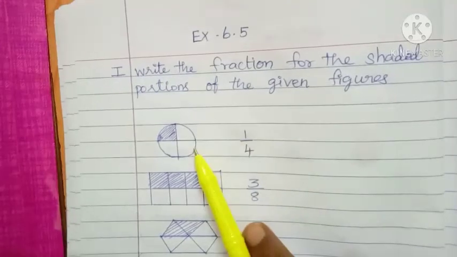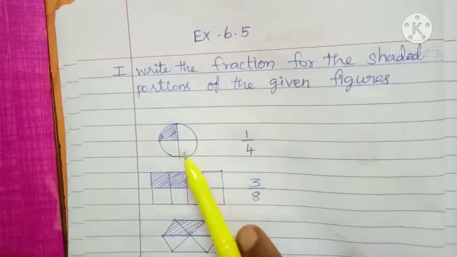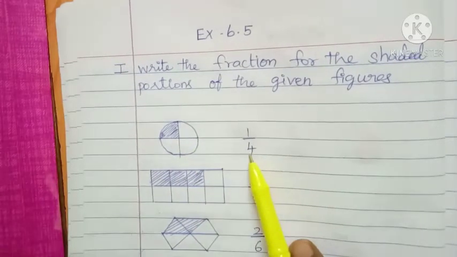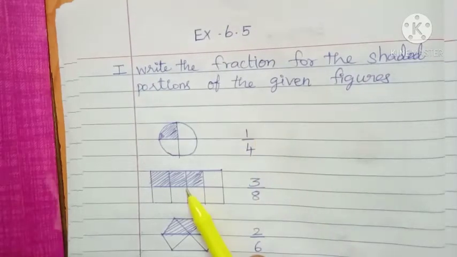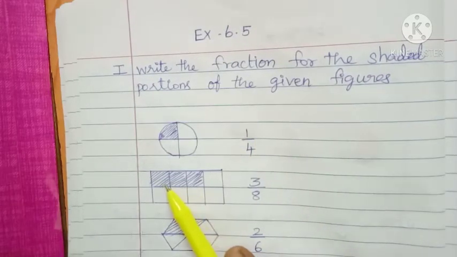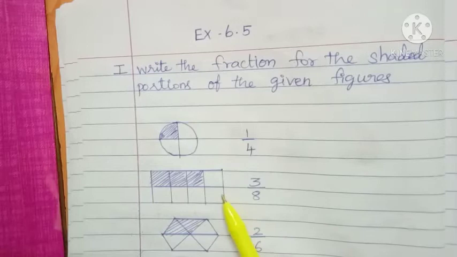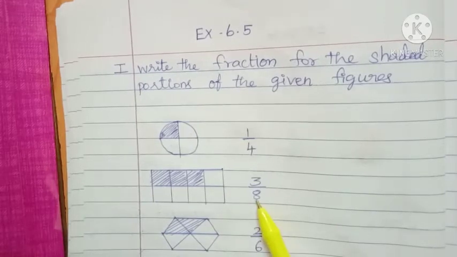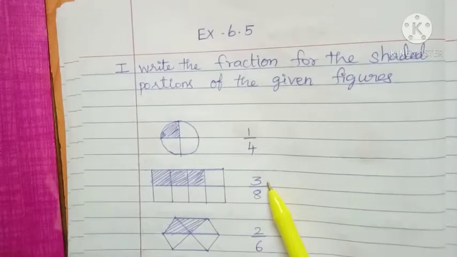Here a circle is given. The circle is shaded for only one part. The circle is divided into 4 parts, 1, 2, 3, 4 parts. So 4 is the denominator, 1 is the numerator. The next one is a rectangle shape. It is divided into 8 parts, 1, 2, 3, 4, 5, 6, 7, 8 parts. So write the denominator 8. The shaded part is 1, 2, 3. So 3 parts is the numerator.